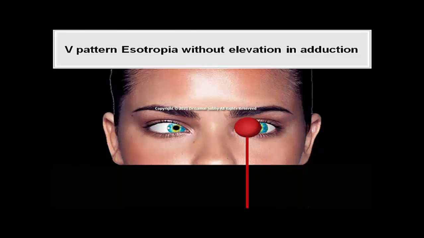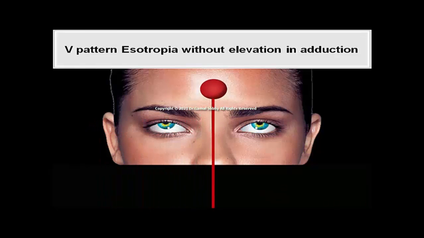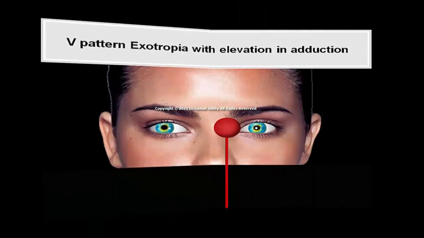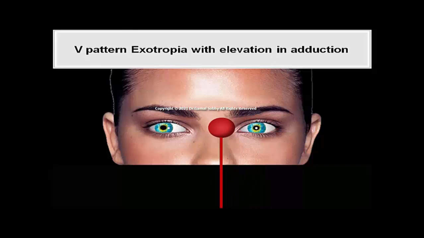In V pattern esotropia without elevation in adduction, horizontal muscle surgeries are done to correct the esotropia as usual, with downward transposition of the medial rectus muscles and upward transposition of the lateral rectus muscles. In V pattern exotropia with elevation in adduction, a weakening procedure on the inferior oblique muscles will decrease the deviation in upward gaze. However, if clinically significant amounts of exodeviation in primary and downward positions of gaze are present, myectomy of the inferior obliques must be combined with horizontal surgery.